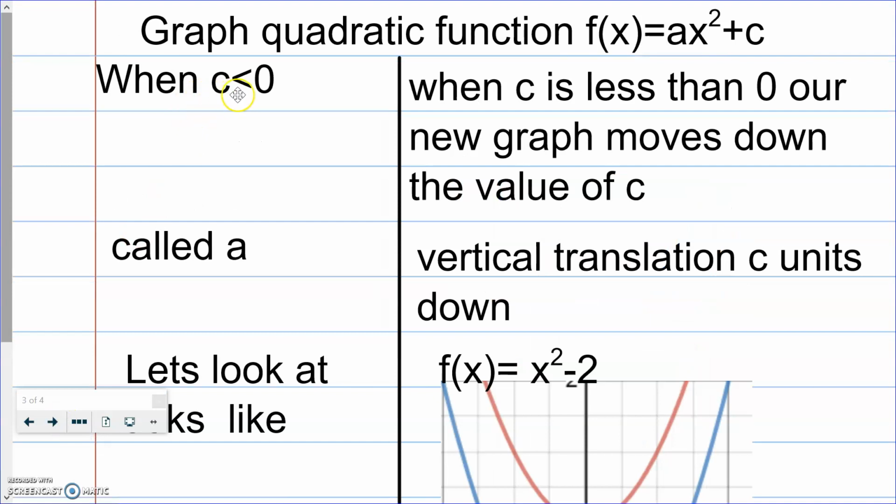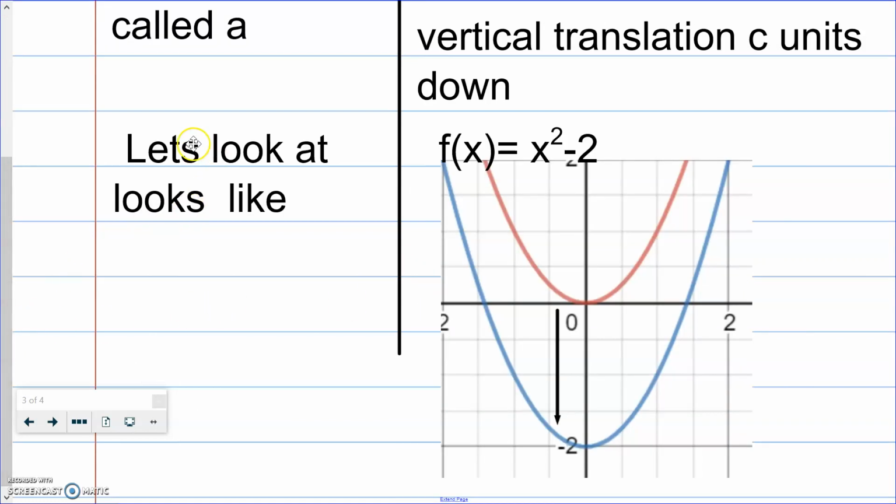What happens when c is less than 0? When c is less than 0, our new graph moves down the value of c. It's called a vertical translation, c units down. Again, c is whatever the amount or value for c is.